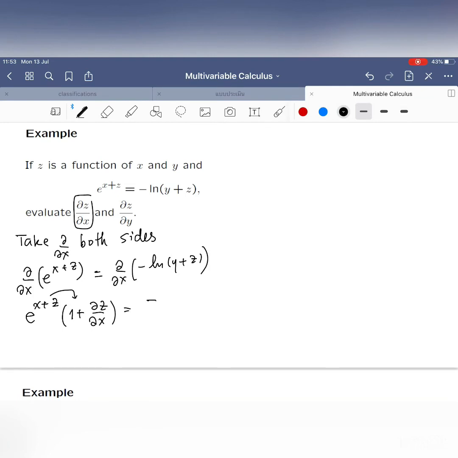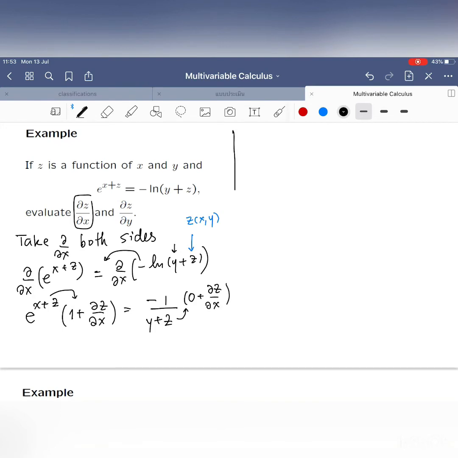This negative can be pulled out, right? And even though here is the y, don't forget that you have your x hidden in your z. So you have 1 over y plus z, and then the derivative of the thing inside the logarithm with respect to x is 0, and also dz by dx.